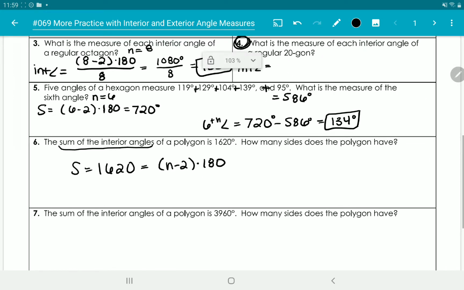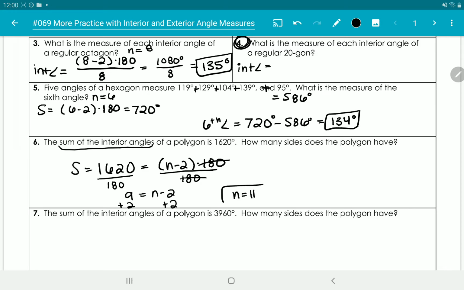How many sides does it have? So we need to figure out what n is, so we can solve for n here. Well, we need this 180 out of the way first. It's being multiplied, so we will divide. 1620 divided by 180 is going to give us 9. And then if these two cancel out, we're just left with this n minus 2. If we just need the n and not the minus 2, we'll add 2 to both sides. That's going to give us that n is 11. So there are 11 sides on this polygon.